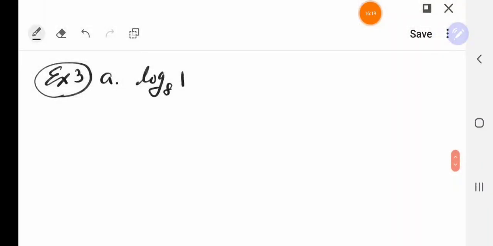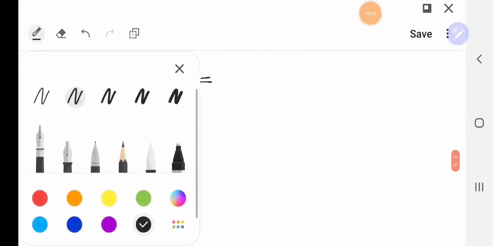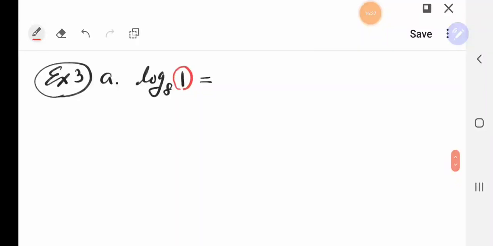Okay, exercise 3. We will evaluate the logarithm. So let's simplify this. If the logarithm of 1, if this is 1, then it's always equal to what? If this value is 1, then the result is always 0. It's a property. The logarithm base b of x, if x is equal to 1, then the result is equal to 0.